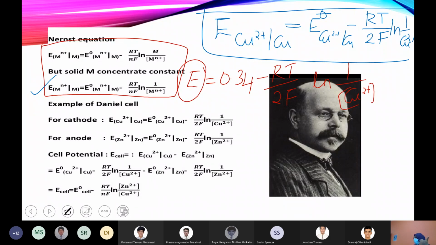Because R is a constant, you already know the value. T, you can find from the temperature. F is already known. And the concentration of ion will be given in the question. What is the condition? Maybe it will be more than 1 molar concentration or less than 1 molar. It won't be 1. If it is 1, then it is the standard value, right? So it will be either greater than 1 molar or less than 1 molar. This is how you will solve and get the final answer. Right?